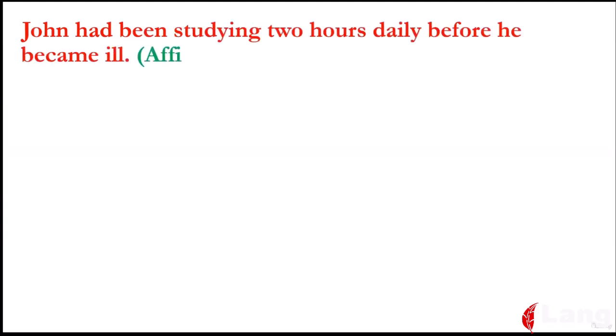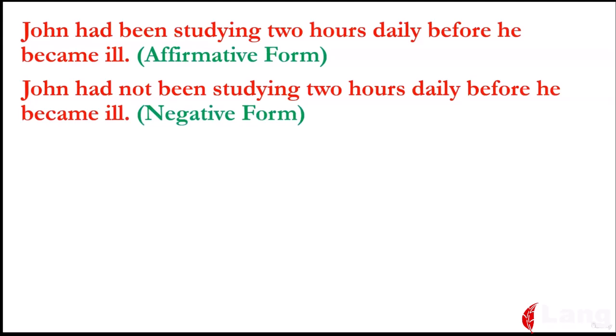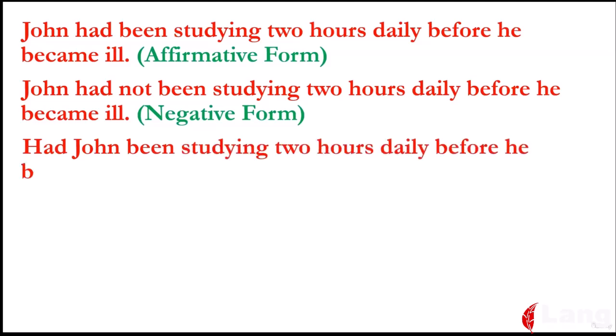John had been studying 2 hours daily before he became ill. This is the affirmative form. The negative form is John had not been studying 2 hours daily before he became ill. The interrogative form is had John been studying 2 hours daily before he became ill?